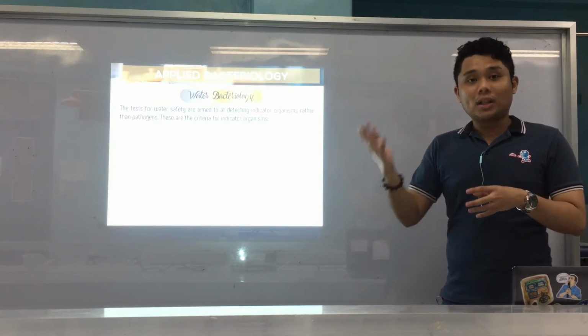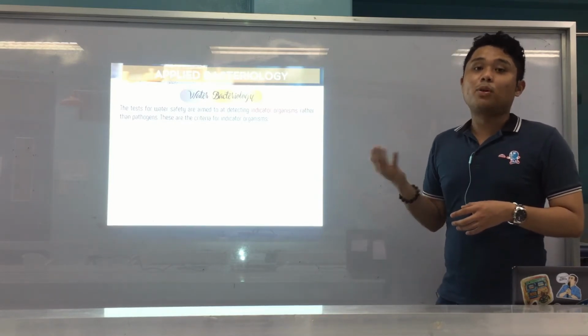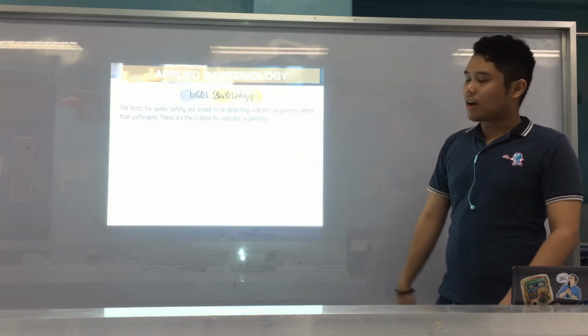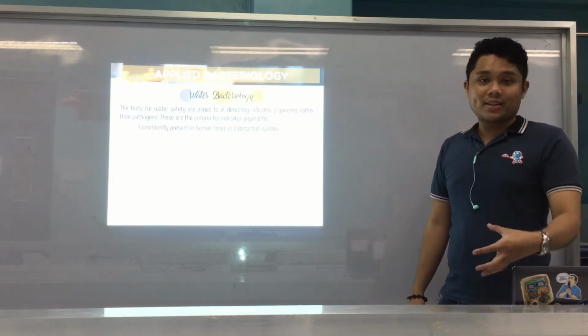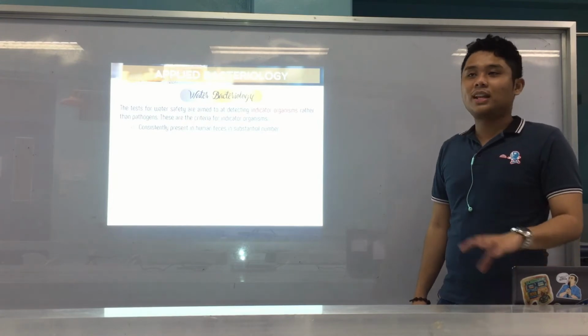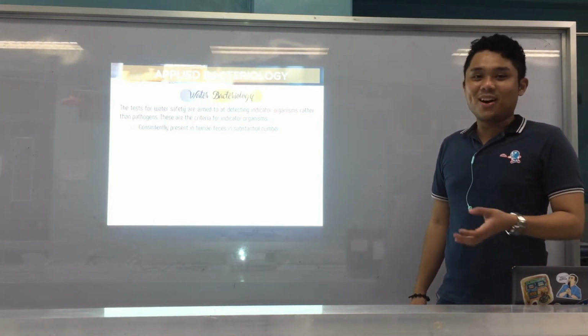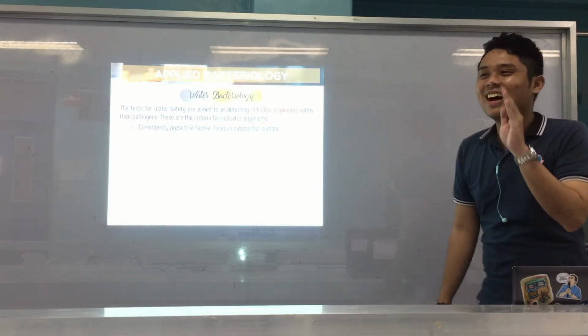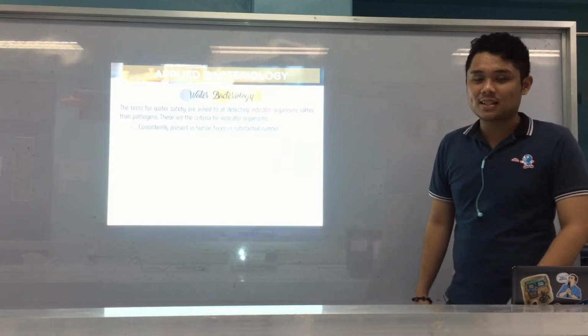Or that the water that you are drinking may be unsafe for people to drink. All right? Okay, so these are the criteria for indicator organisms. First, these organisms must be consistently present. So, it must be consistent. So, it's not for your ex. So, your ex is not an indicator organism. Oh, charot. Okay. All right, so, first, again, it must be consistently present in human feces in substantial number.